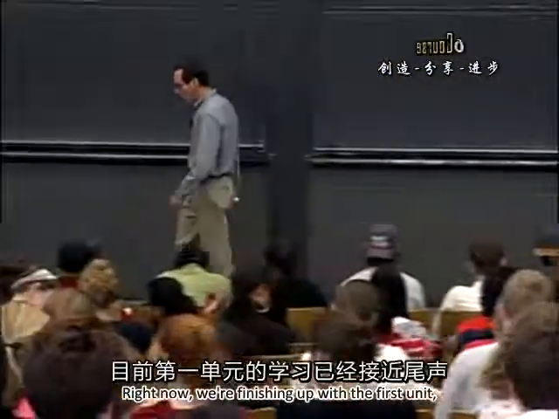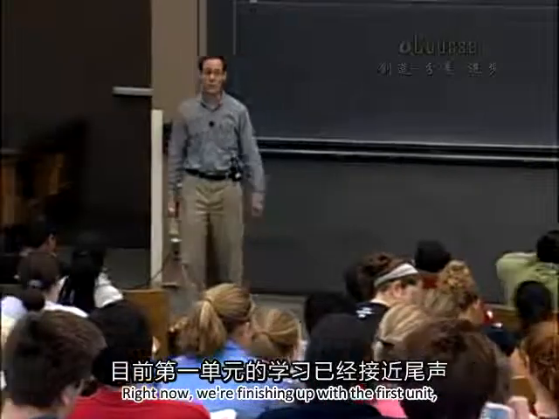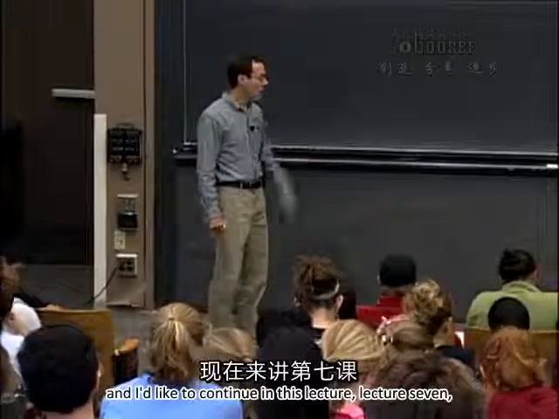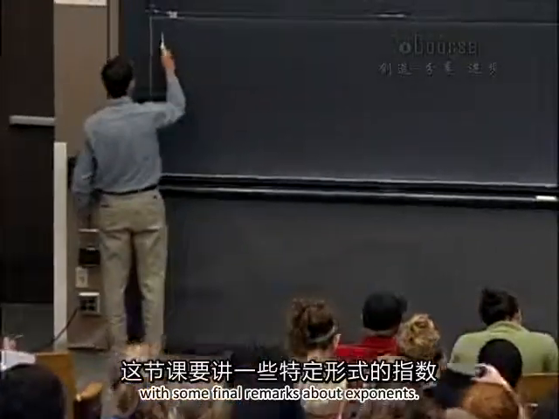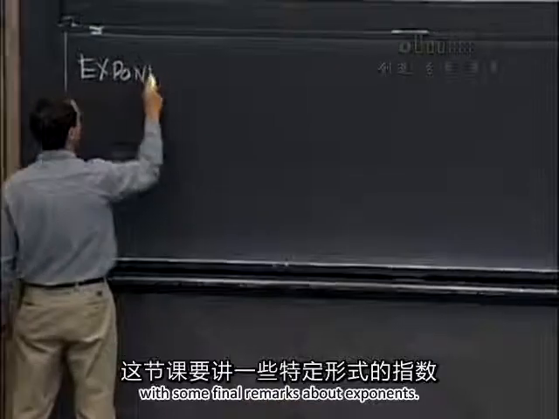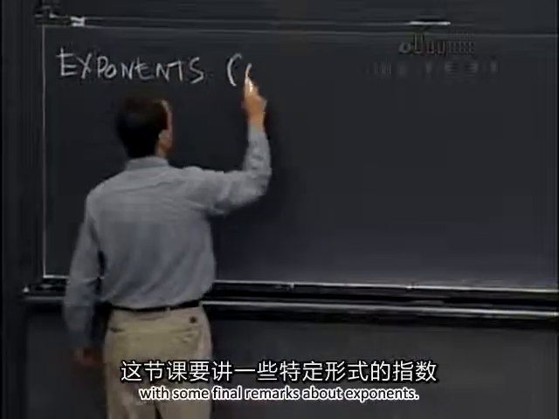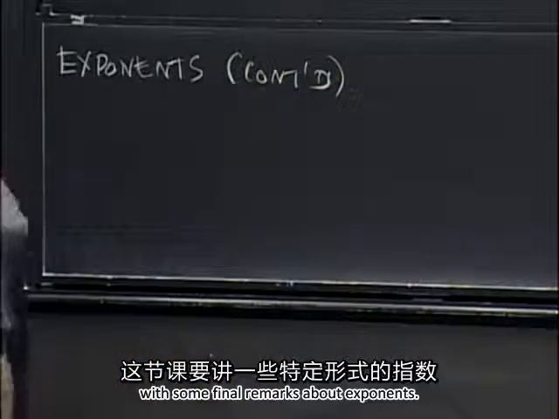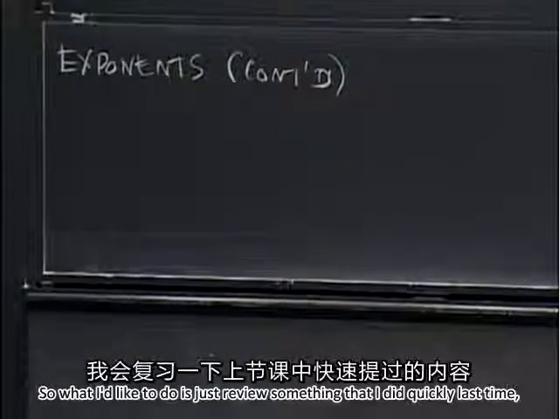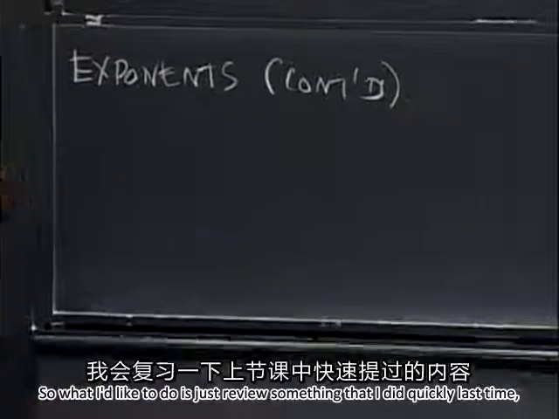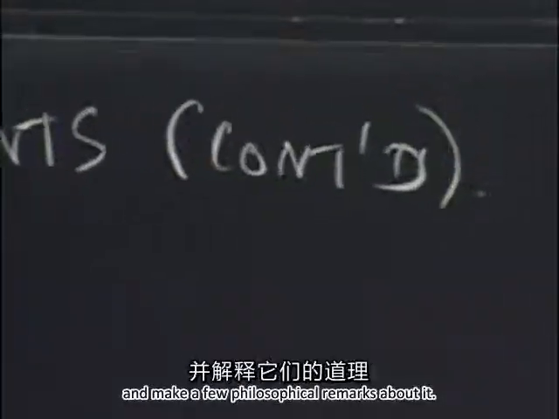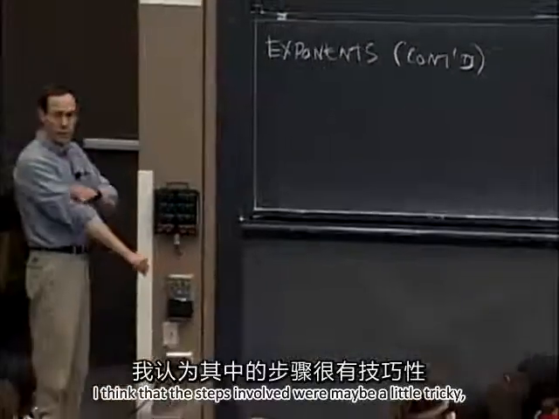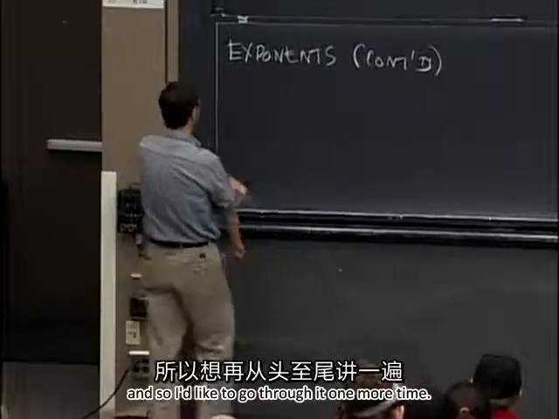Right now, we're finishing up with this first unit, and I'd like to continue in this lecture, Lecture 7, with some final remarks about exponents. So what I'd like to do is just review something that I did quickly last time and make a few philosophical remarks about it. I think that the steps involved were maybe a little tricky, and so I'd like to go through it one more time.